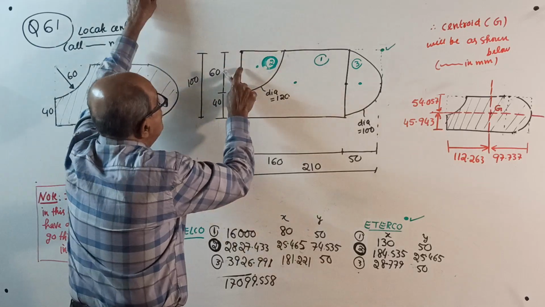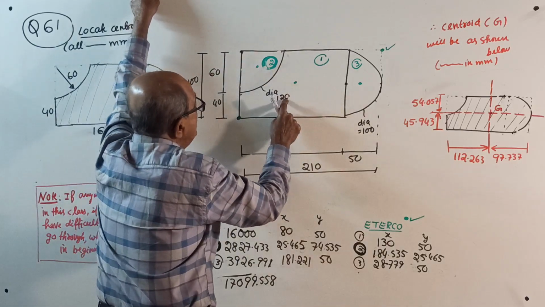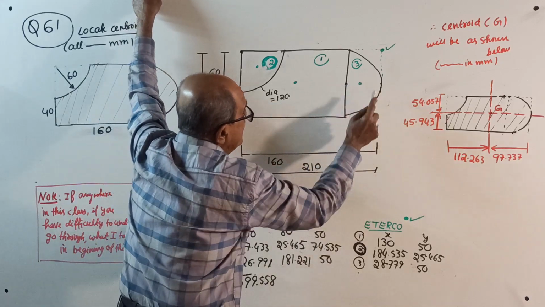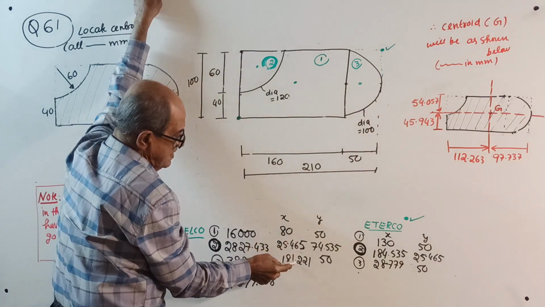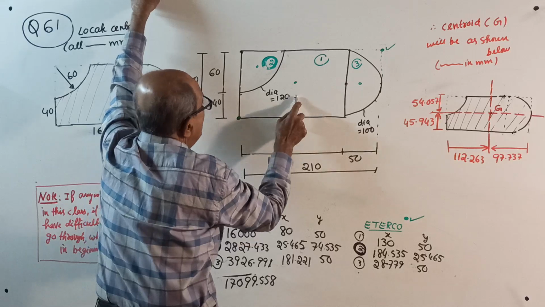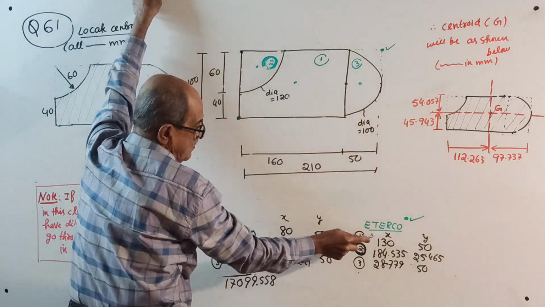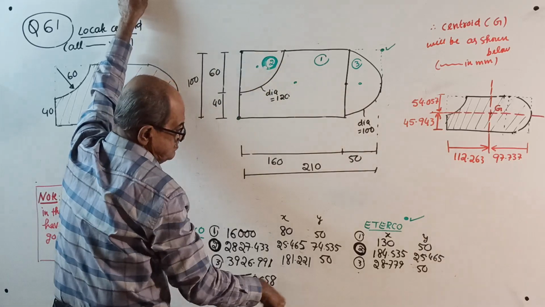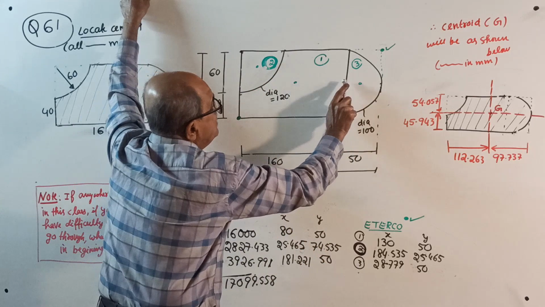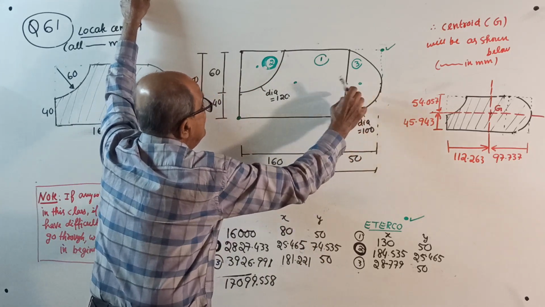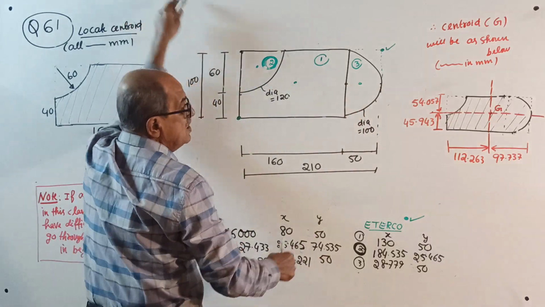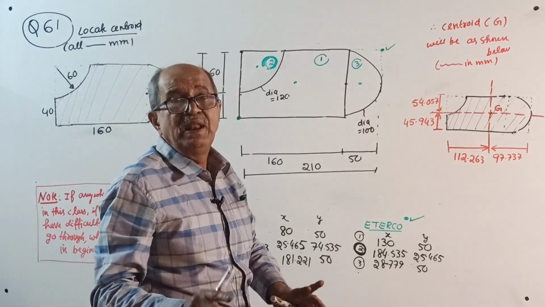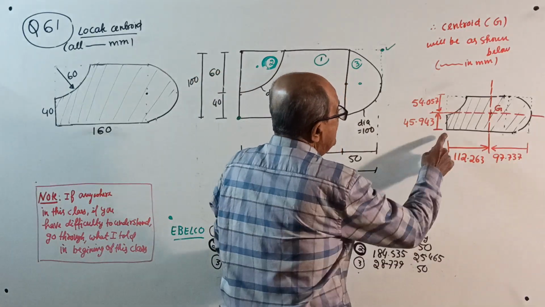For second figure, 2D by 3 pi, 2 into 120 by 3 pi. For this one, 160 plus 2 times of this diameter by 3 pi. Y, half of 100, slightly above this point. For this one, 100 minus 2D by 3 pi. This one, this way 2D by 3 pi, this way exact center 100 by 2. You will get X bar and Y bar with Abelco. With Abelco here, see, you will get X bar, Y bar.